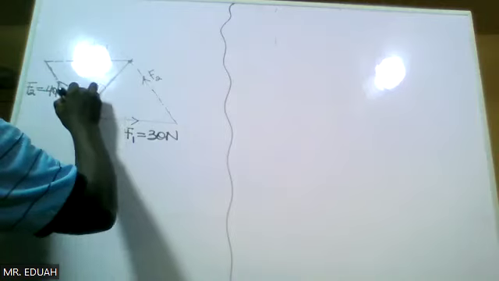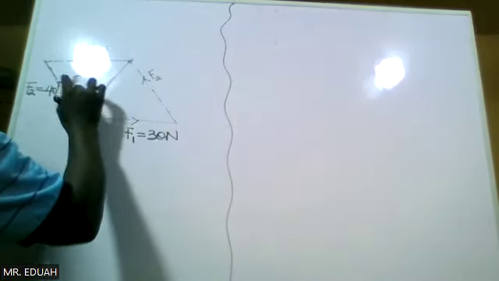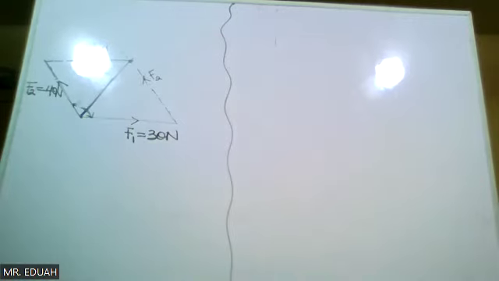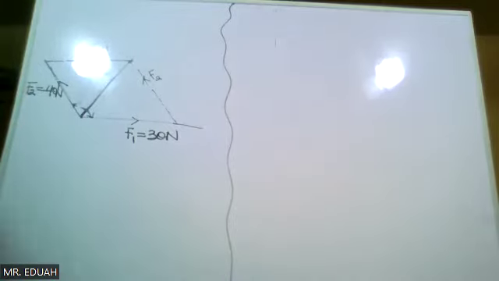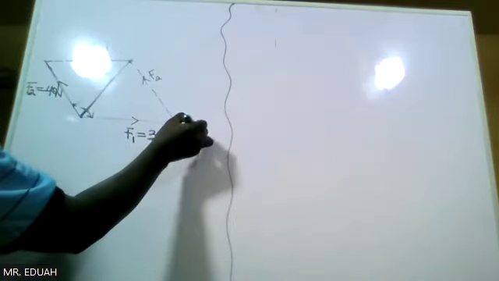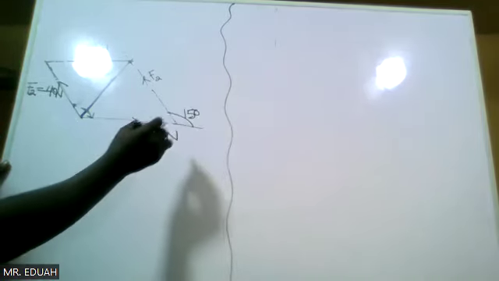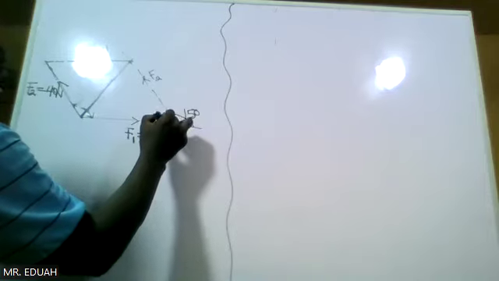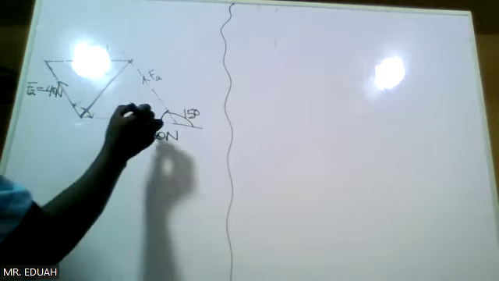So this is 150. Theta is 150, we know, so I don't need to even write. But when you extend this, because this line F2 is parallel to this, then this angle must also be 150. If this is 150, what will be this angle? 30 degrees. 30.